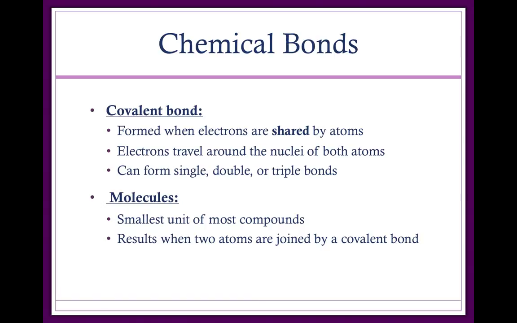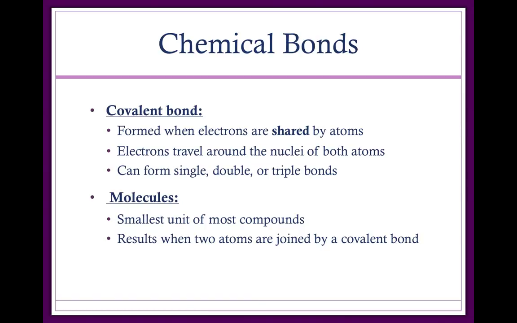Covalent is our other type. This is when the electrons are shared. Water is an example of covalent bonds. The hydrogen and the oxygen are covalently bound. They share those electrons. The electrons travel around the nuclei of both atoms, and it can be with single, double, or triple bonds.